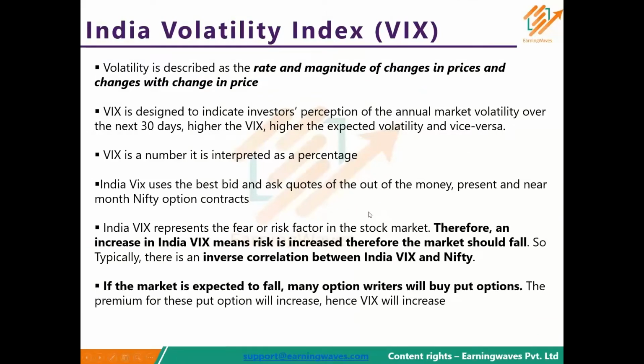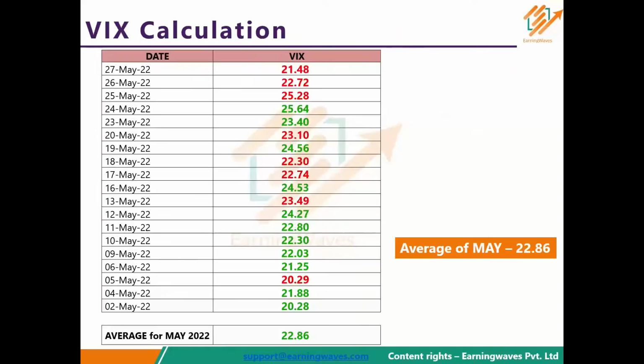So in the market, if a market is expected to fall, many option buyers will buy put options and the premium of put options will increase, hence the VIX will increase. In a similar way, if the market is expected to remain sideways, there will be straddles created by selling puts and calls, which will reduce the volatility. If there is a single-sided move on the upside or the downside, the first thing that can give a clue is looking at the VIX.